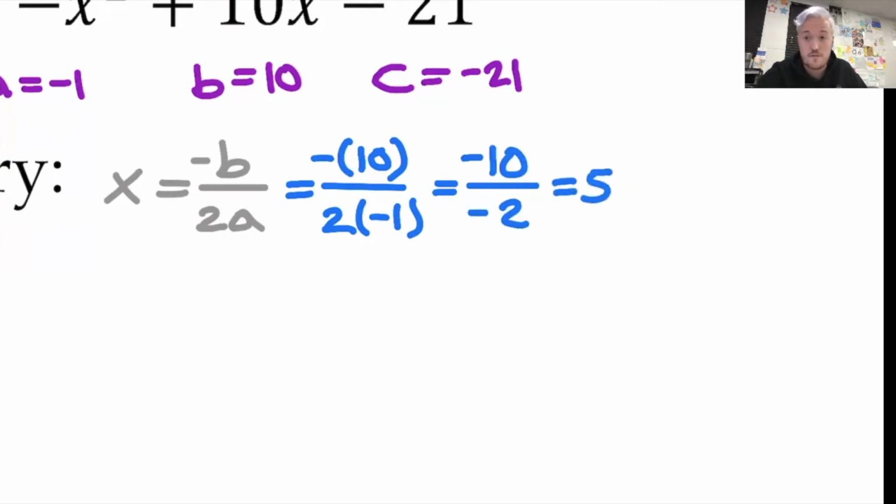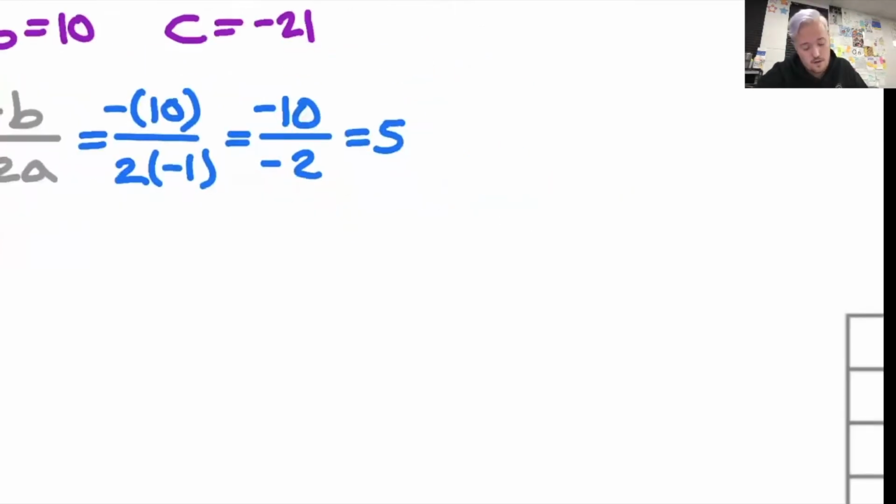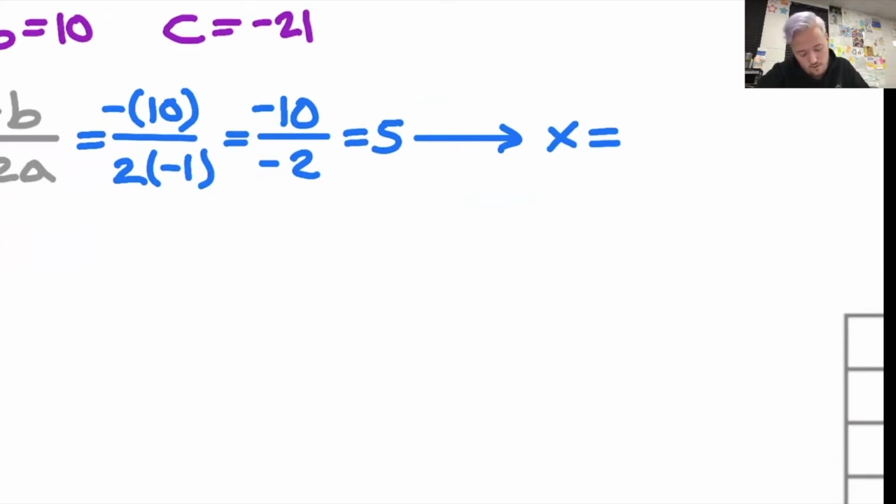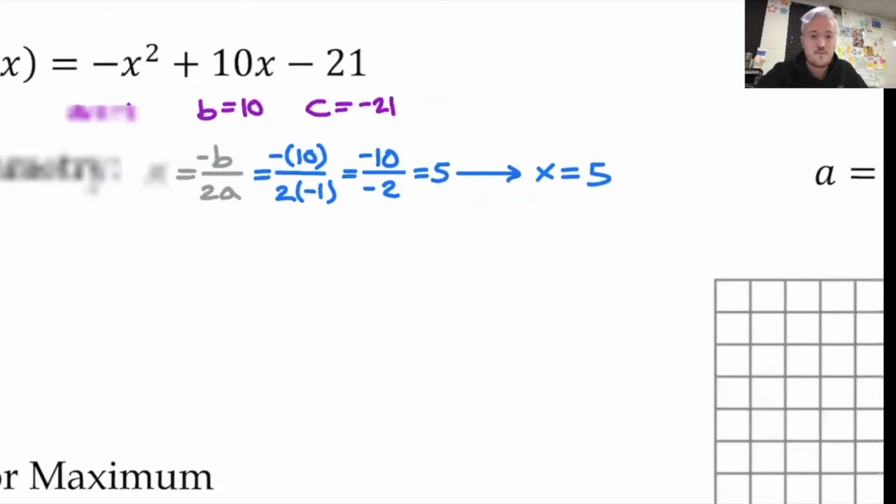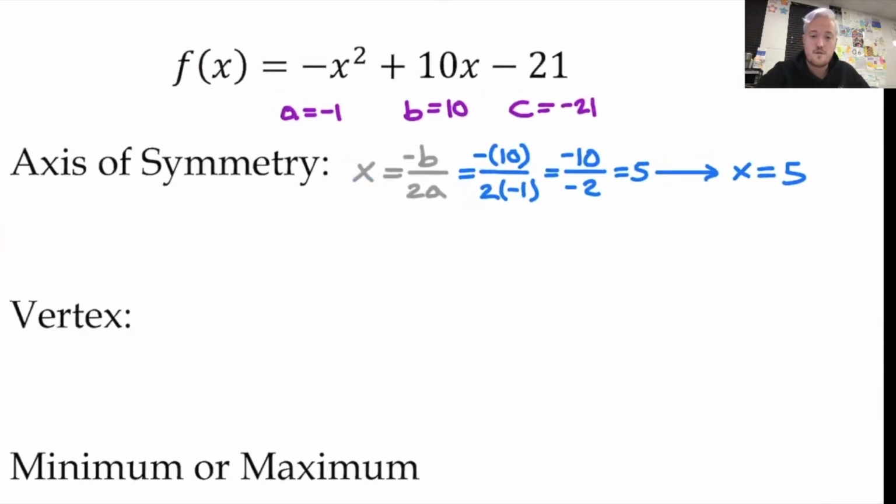+5. So that means your AOS is x equals 5. All right, so this part right here is super important. That's how you're going to find your AOS.